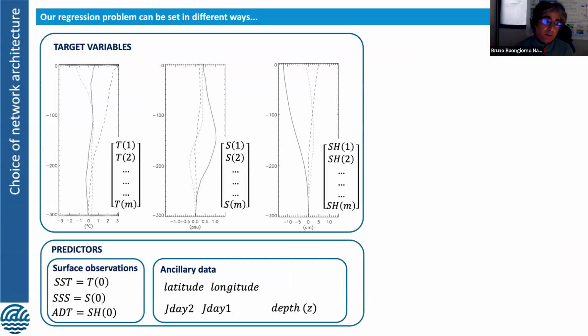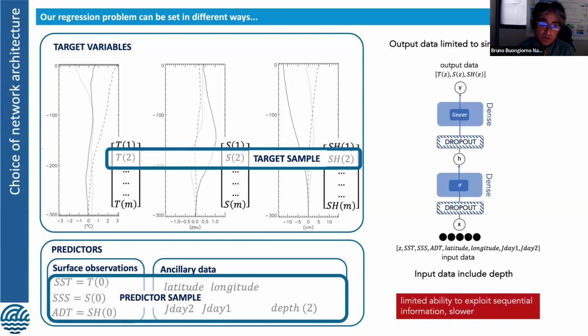Then the problem can be set in very different ways, because what we have is predictors at the surface, and we may have ancillary data as well. And we have our target variables that in this case were temperature, salinity, and the profile of steric heights, which is a proxy of the quasi-geostrophic stream function. So there's some dynamical information here. And of course, the first possibility is just to try to retrieve the values at a specific depth, including the depth as one of the predictors.